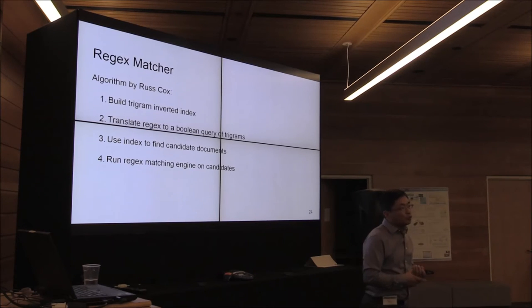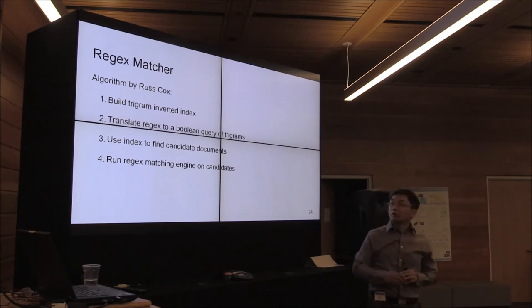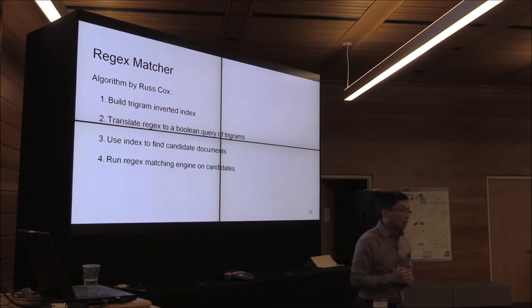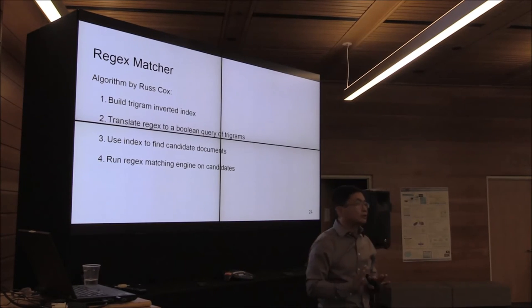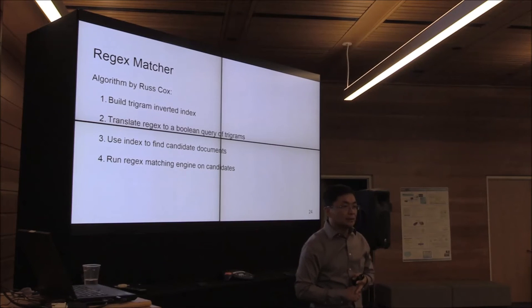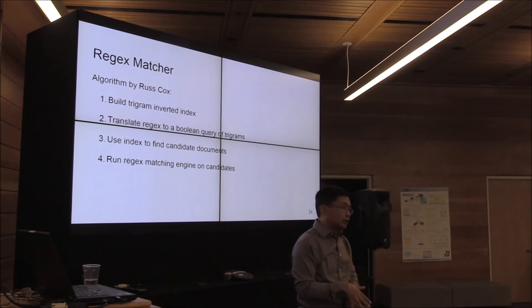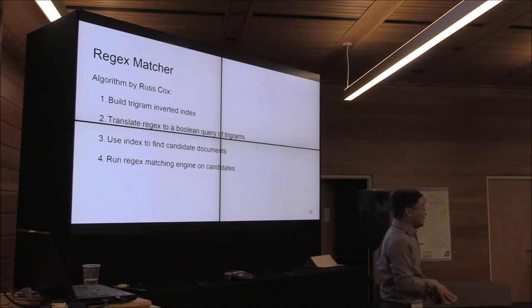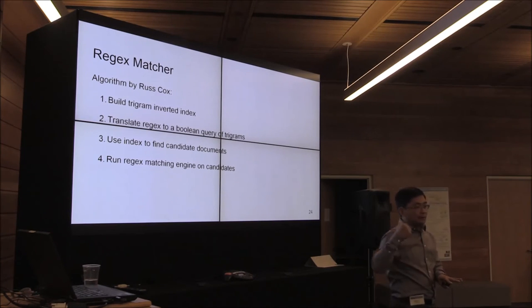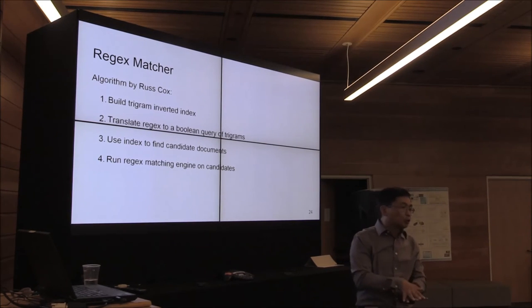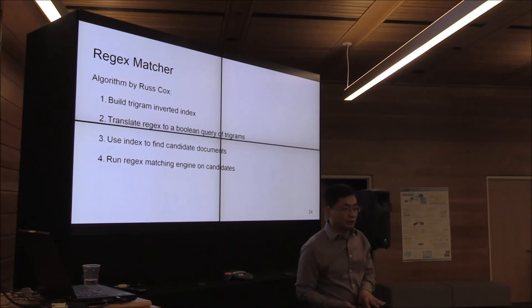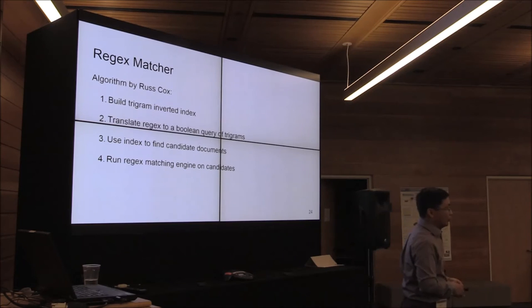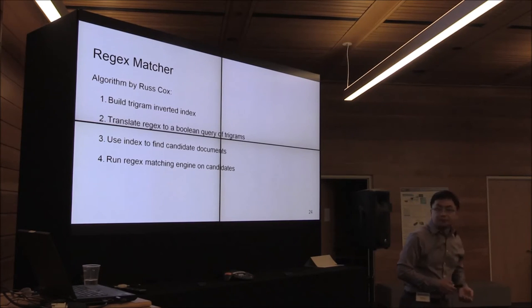The algorithm we implemented comes from engineer Russ Cox. The background is that about 10 years ago he was working on the Google Code project. He wanted to support regex search on Google Code. So he modified one of the early algorithms and proposed this algorithm. This algorithm was indeed deployed in a Google search service, which was later terminated. But the code is available in Go, the Go language.